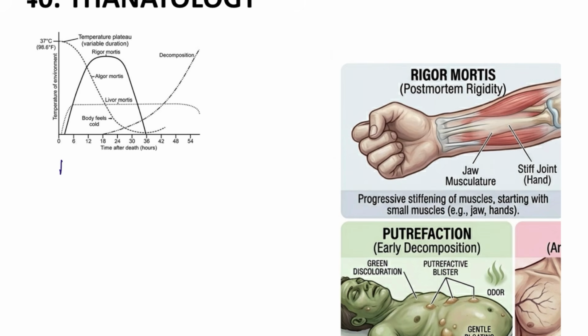Next, thanatology. Thanatology is the study of death. Here we are looking at algor mortis. What is algor mortis, guys? Cooling of the body. Post death there is cooling of the body, almost 0.4 degrees Celsius per hour, as the dead body cools.